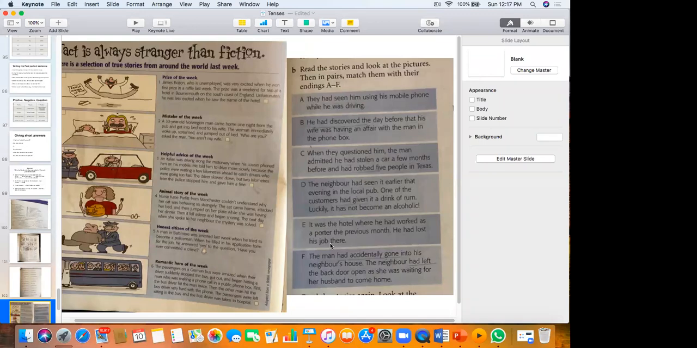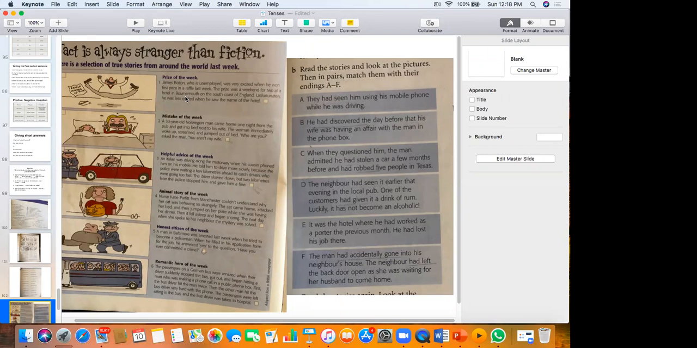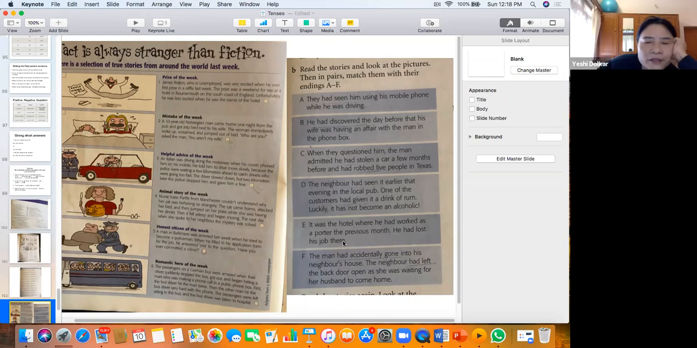It was the hotel where he had worked as a porter the previous month. He had lost his job there. All right. So why was he not excited? Because it was the hotel where he had worked as a porter. The previous month, he had lost his job there. All right? So he was not excited at all. Okay. All right, so it's this one.